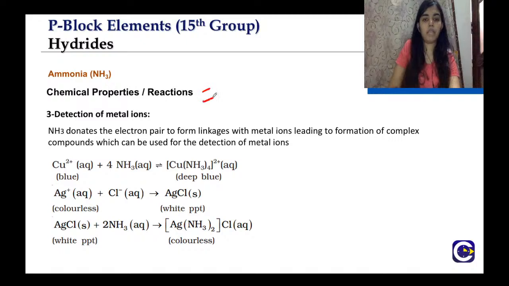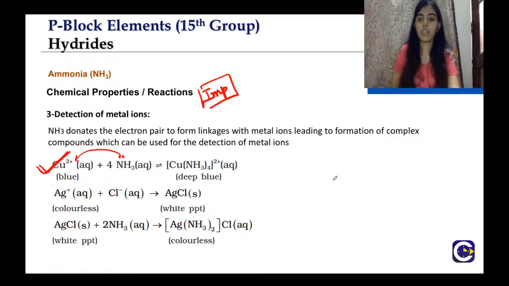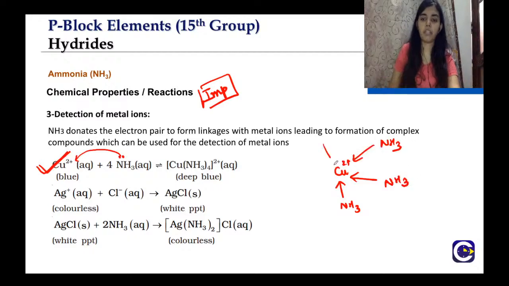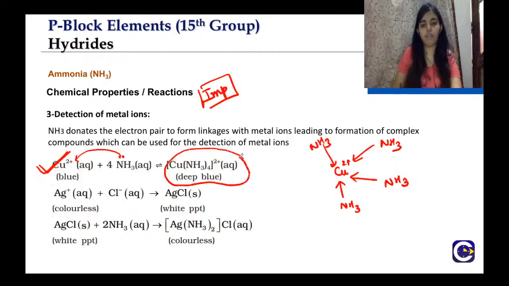Now this is also very important, especially this reaction. Ammonia donates the lone pair of electron to form linkage with metal ions. Can you see here that ammonia with its lone pair combines with copper 2 plus. So basically it is donating its lone pair of electron and forming a coordinate bond. This particular thing we will study in coordination chemistry, that what is a coordinate bond or a dative bond basically. So the structure is somewhat like this, that ammonia is donating its electrons toward copper 2 plus and it is forming a deep blue complex of copper.